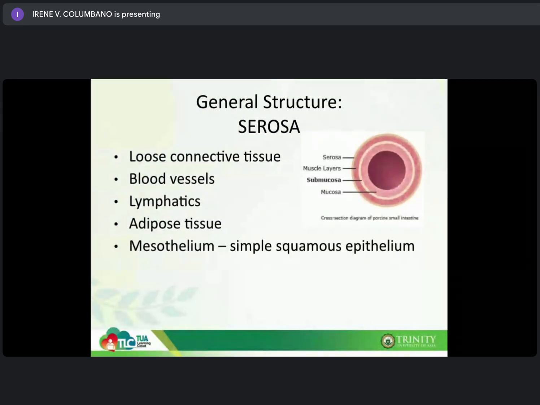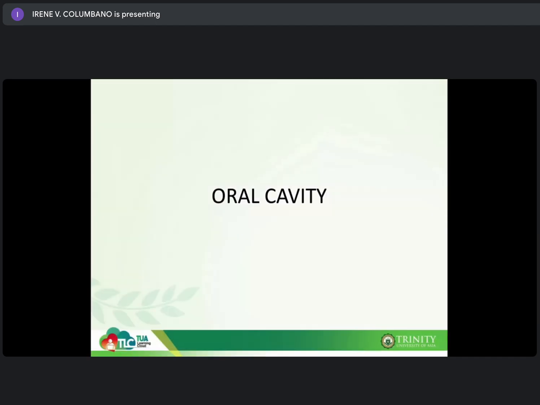The lining epithelium of the serosa, remember, is made up of mesothelium or simple squamous epithelium. In the abdominal cavity, serosa is continuous with the mesenteries. These mesenteries are continuous with the peritoneum. So let's start now with the oral cavity.